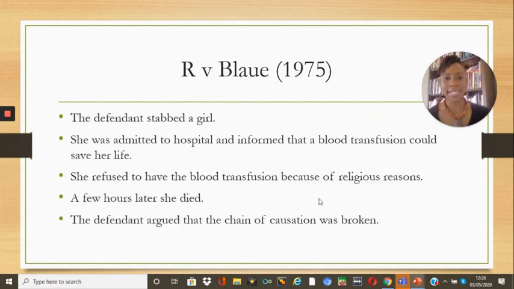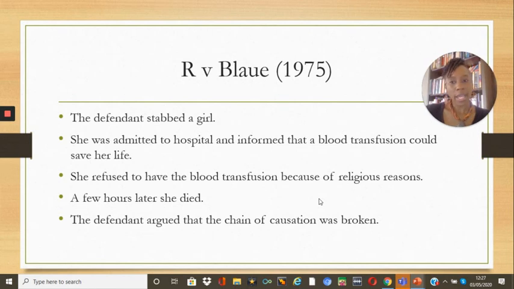Let's look at one of those cases. One of those cases is R v Blaue, 1975. Now, the defendant stabbed a girl, right? And he was nasty, did a lot of other things, but he stabbed a girl. And she was admitted to hospital, and she was informed that a blood transfusion could save her life. So he stabbed her. She's in hospital because of the stab.